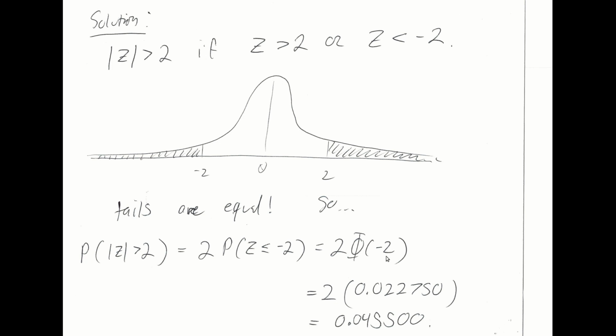I look up phi of -2 on my chart. I find this value. I double it to get this numerical value for the probability. So this number here in parentheses at the second line is the area of each of these tails. And by taking twice that area, I get the area of the full shaded region shown here in this picture. Alright, if you have questions, feel free to let me know.